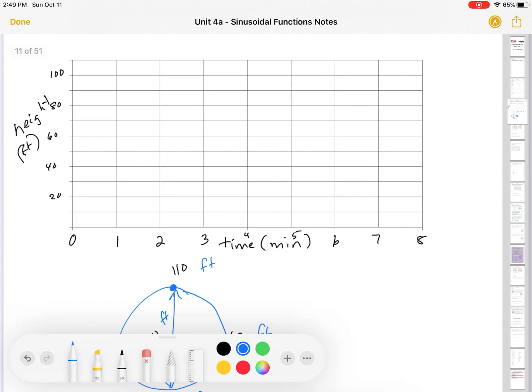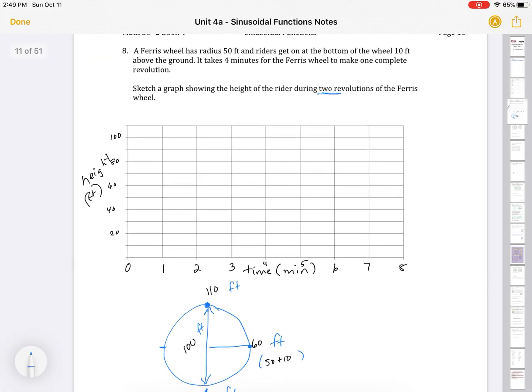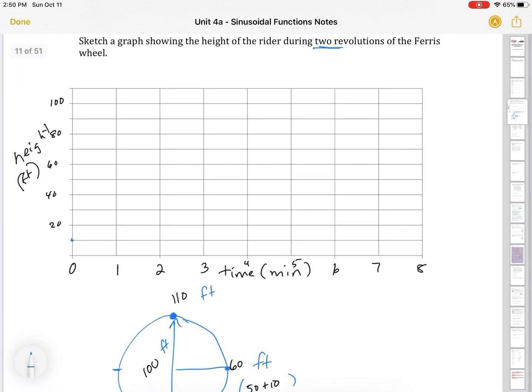So let's map this out. At 0 minutes, according to this, we're at 10 feet. So 0 will start right there. At 1 minute, we're going to be at 60 feet because that's at the center point. At 2 minutes, we'll be at the top, so we'll be at 100. Then at 3 minutes, back to 60. Then for 4 minutes, we'll be back at the bottom. We'll go up again to 60, then up to 100.